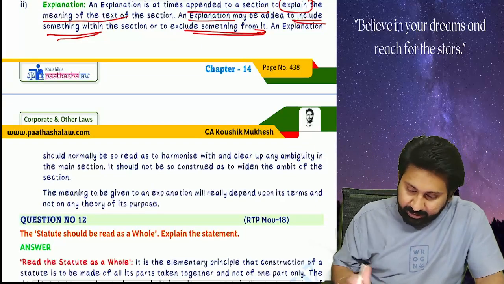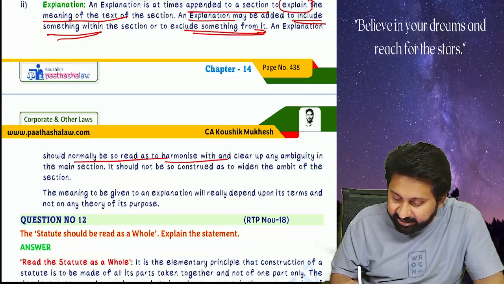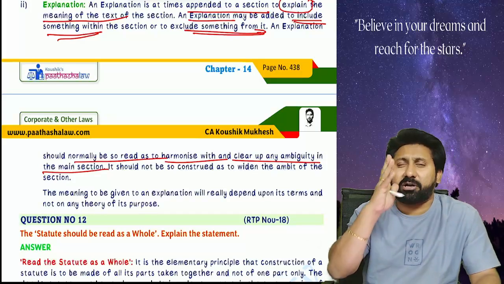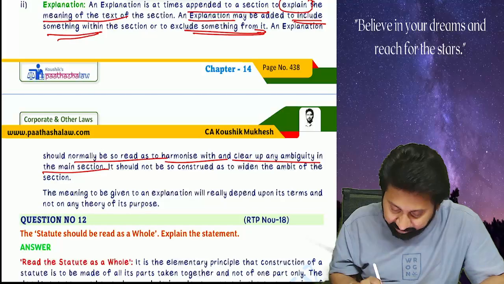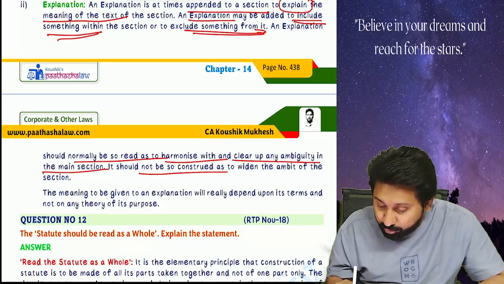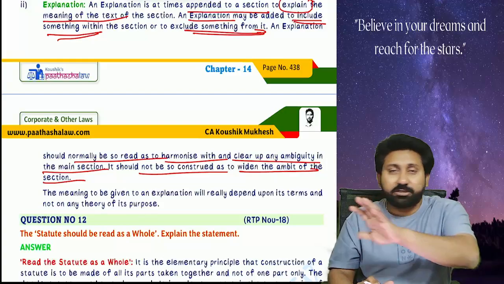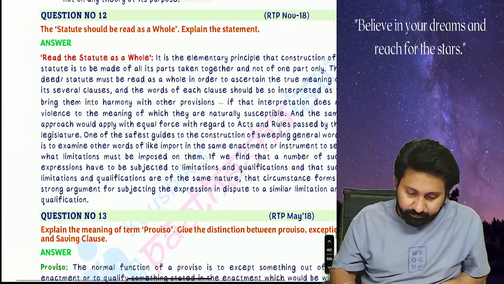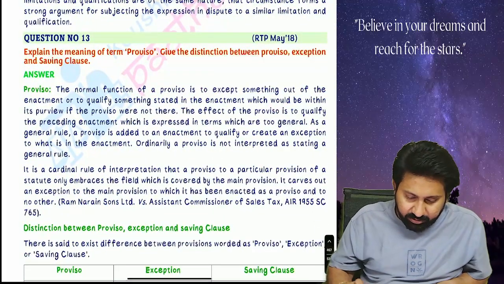Next, an explanation should normally be read so as to harmonize with and clear up the ambiguity in the main section. If there is a doubt in the main section about a word, there is a definition for that word. For that only you should read the explanation. It should not be construed to widen the ambit of the section. Ambit means the scope. So explanations won't increase the ambit of the section. That's it. Next, I will take question number 13.